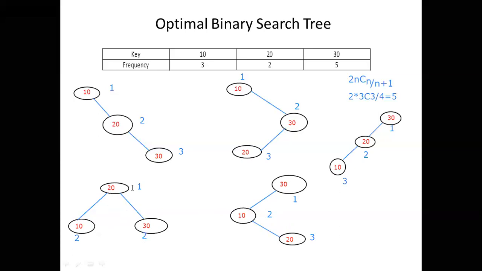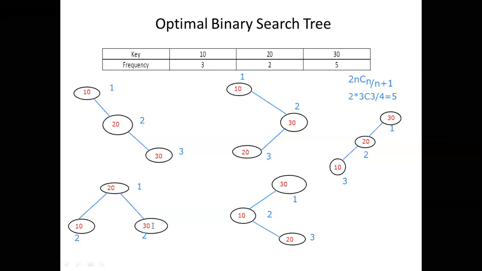I want to compare 20. 20 is equal to 20, 1 comparison. If I want to search 10, 10 means compare with 20, 10 will come on the left side only. That is the rule. That's why it will search here. Then it is 2 comparisons.